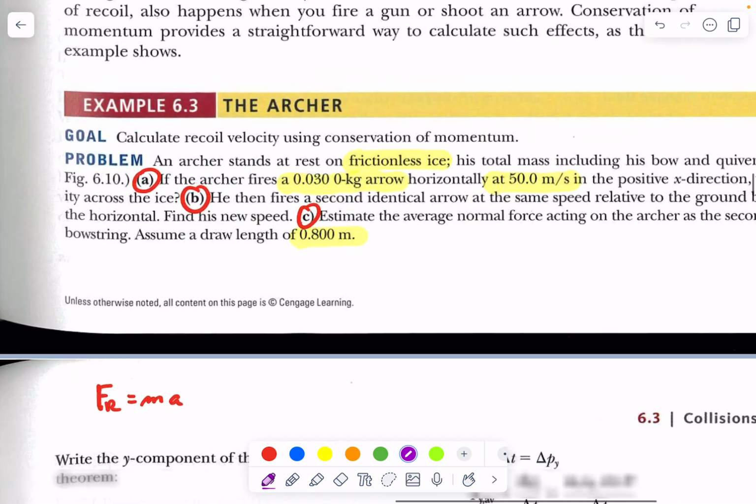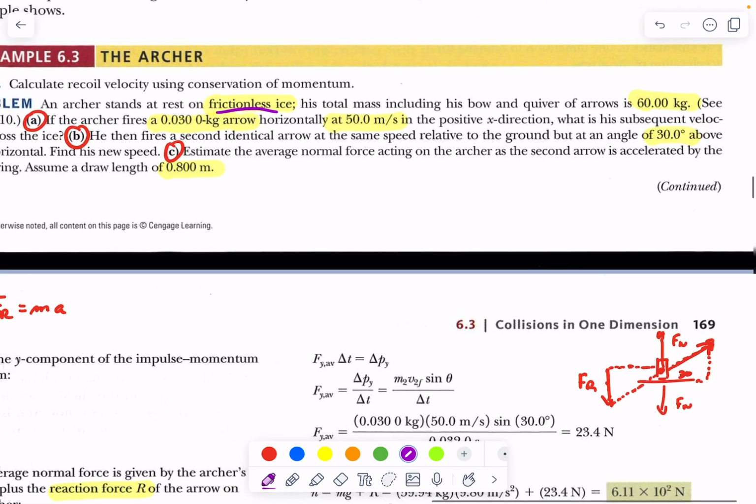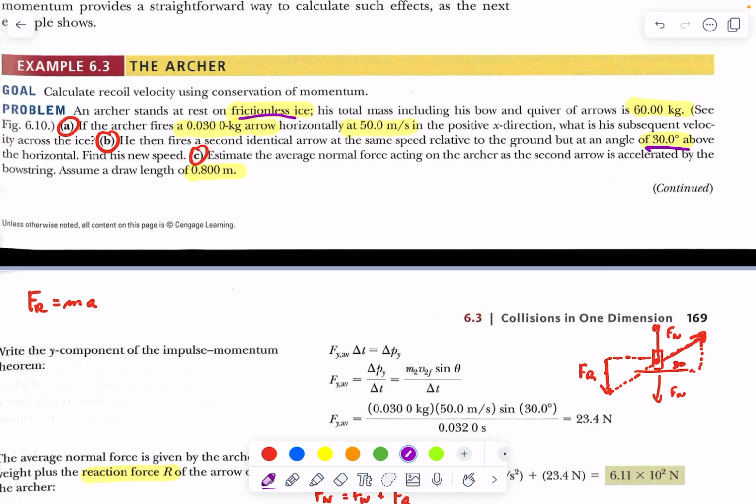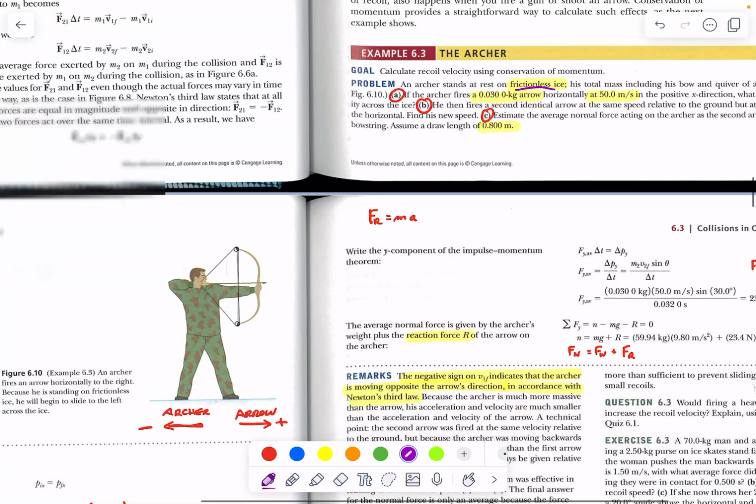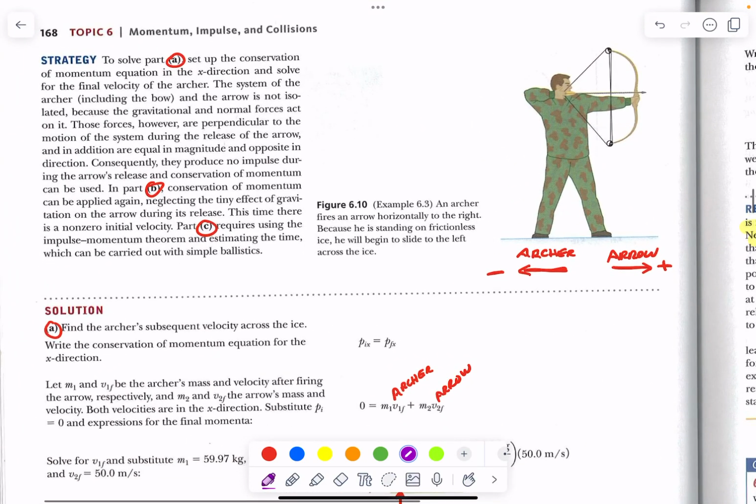Now we're going to look at a problem with an archer. The archer is going to be on frictionless ice, if there is such a thing. And then the archer is going to shoot an arrow, first horizontally to the earth, and then at an angle of 30 degrees against the earth. And we use this data to solve 3 different problems. Now, if you can't see the archer there, it's because the archer is camouflaged. So I made an arrow so you can see the archer.